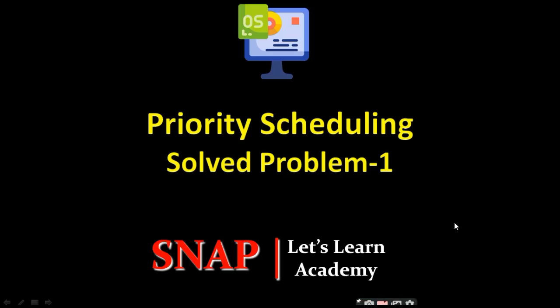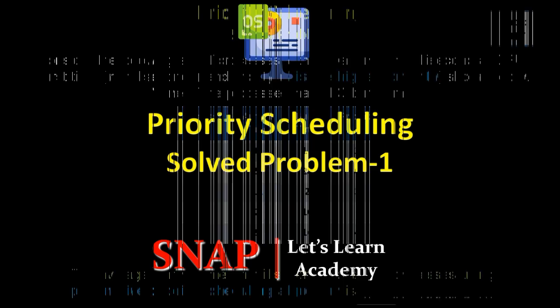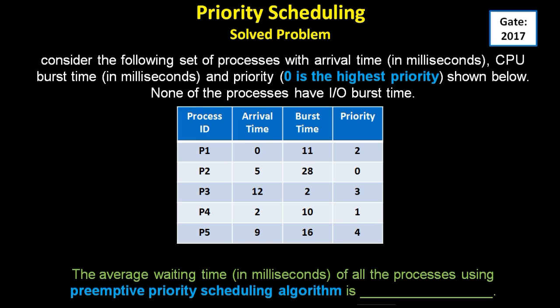Hello everyone. In this lecture we will understand priority scheduling with a solved example, and this question was asked in the GATE 2017 paper. I have taken this question from GATE 2017, and let us try to solve this problem and find out the average waiting time of all the processes using the preemptive priority scheduling algorithm, right?